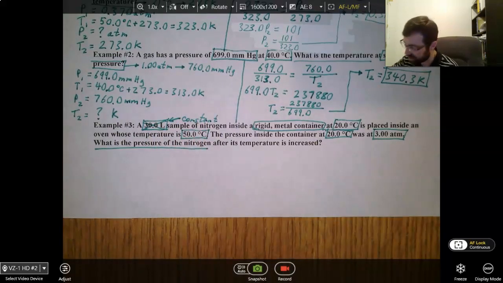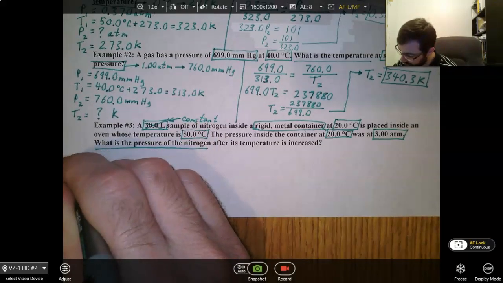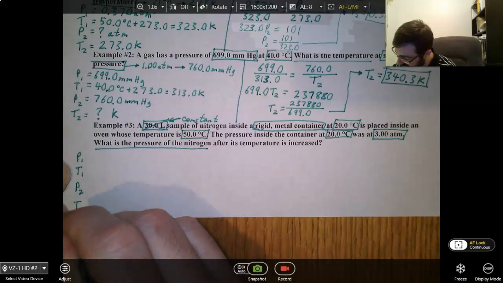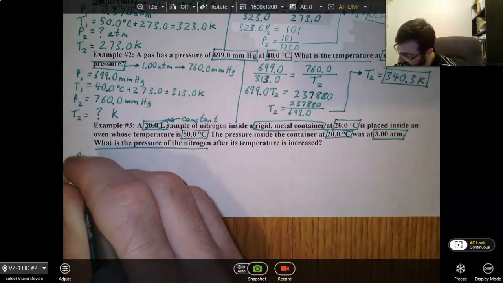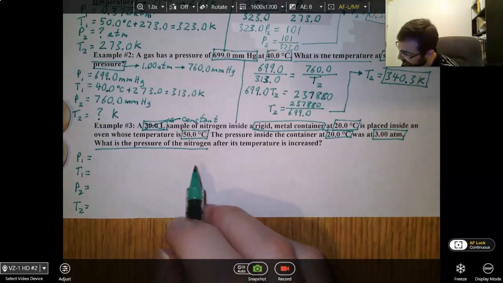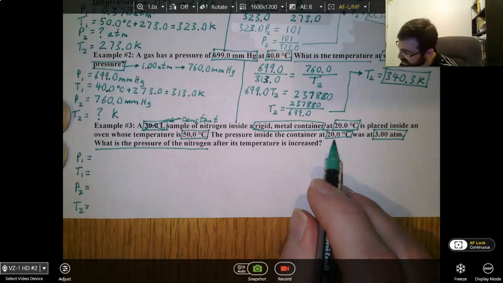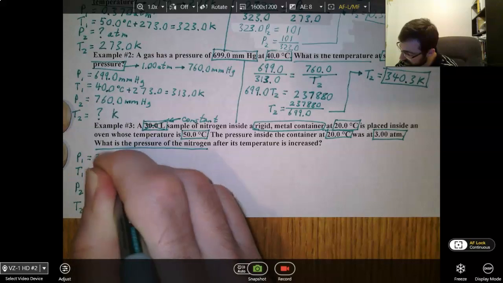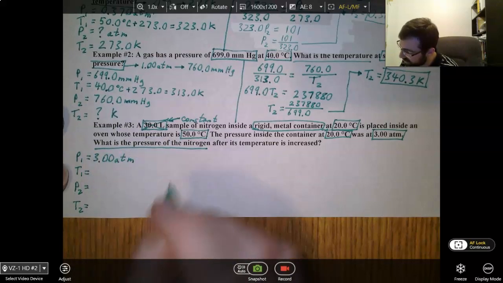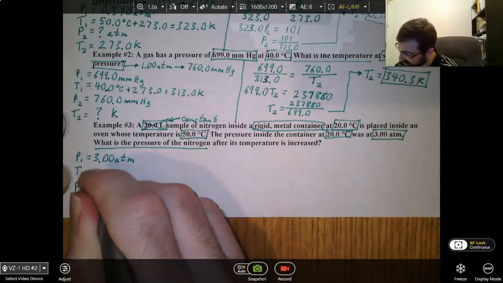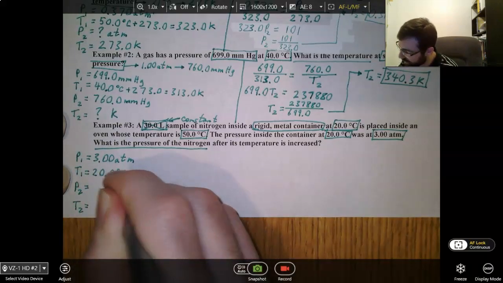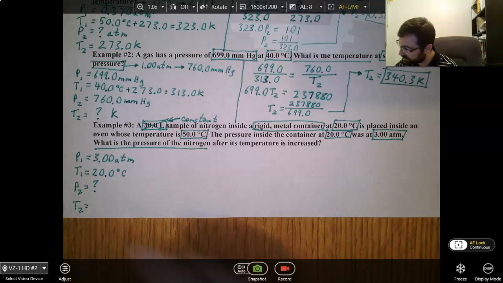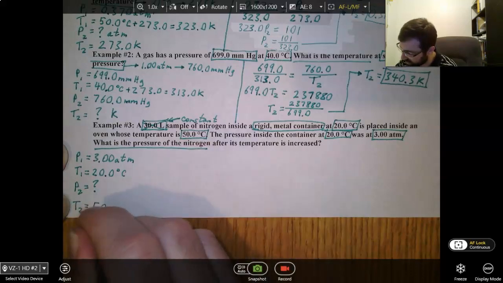Now we can set up our equation. P1, T1, P2, T2. Write out our variables before we get started. P1 is at 20 degrees Celsius, which is our first temperature. Pressure is 3.00 atmospheres. T1, 20.0 degrees Celsius. P2, that's what I'm looking for. What is that? What's our pressure? T2, 50.0 degrees Celsius.